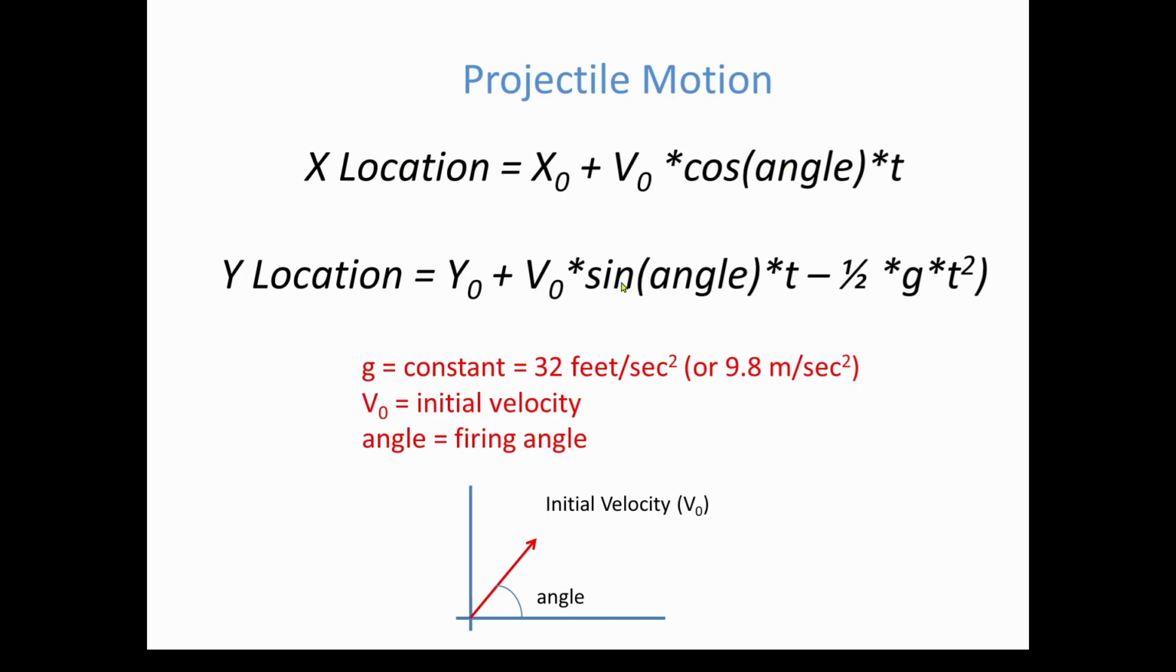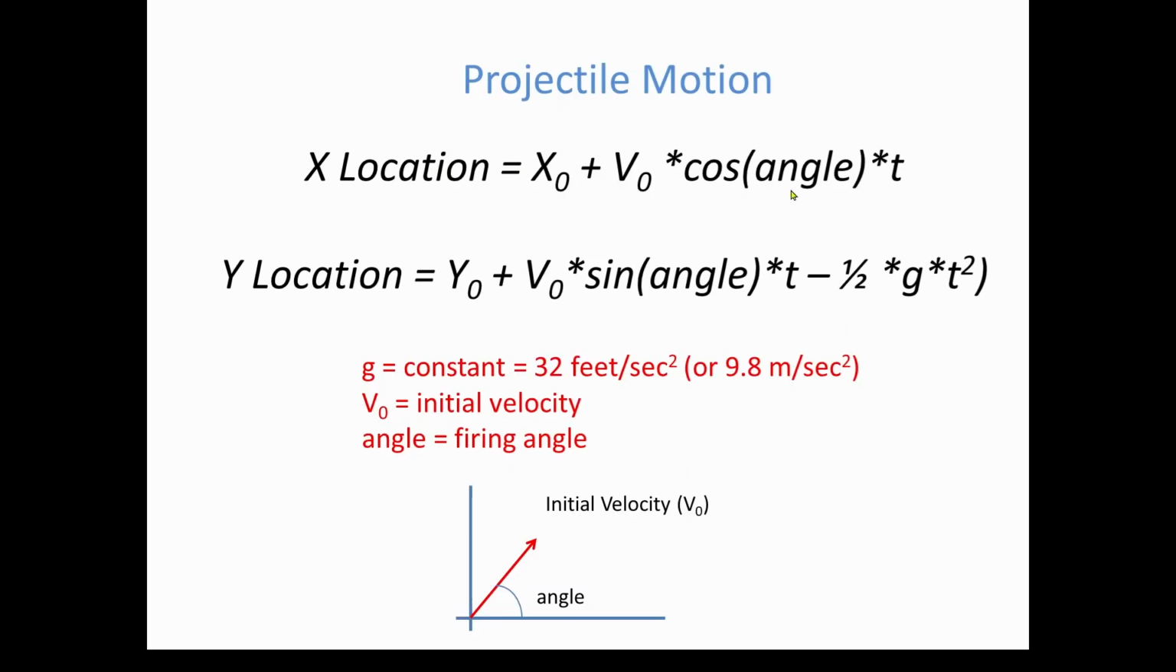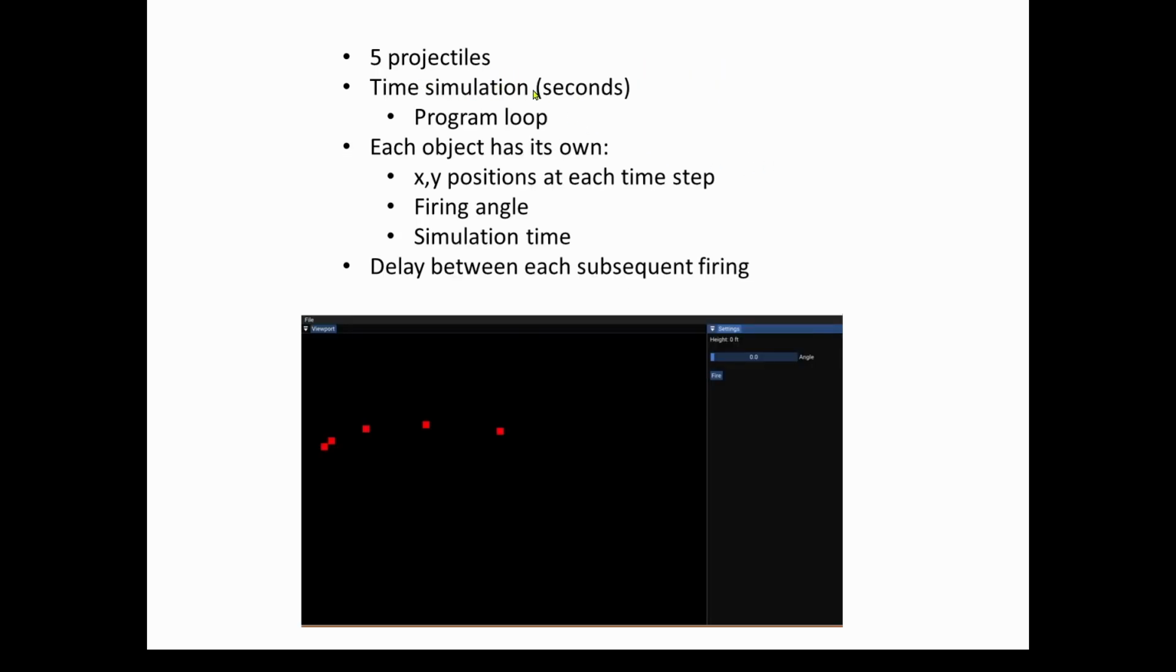Just solve these equations. So now let's think about how we're going to put this into our simulation. So we saw before we've got 1, 2, 3, 4, 5 projectiles coming out of this cannon. And we know it's going to be a time simulation in seconds, because we have to solve these equations every 1/10 of a second or whatever. So we're going to have some time simulation, which means there's going to be a program loop. And I'm going to assume you know how to do a simple while loop or a program loop, that every whatever time step you have is going to go through and solve your positions.